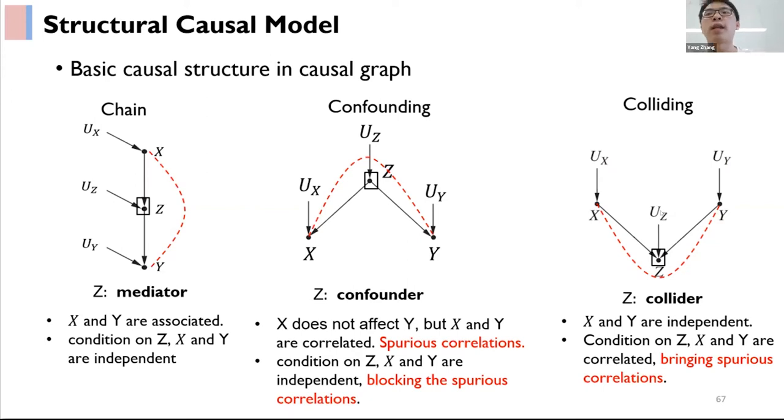The last one is the colliding structure, as shown in the red figure. Z is affected by both X and Y, so Z is a collider. In this example, X and Y are independent, but X and Y would be correlated if we condition on Z. There are no causal relations between X and Y, so it is also a spurious correlation.